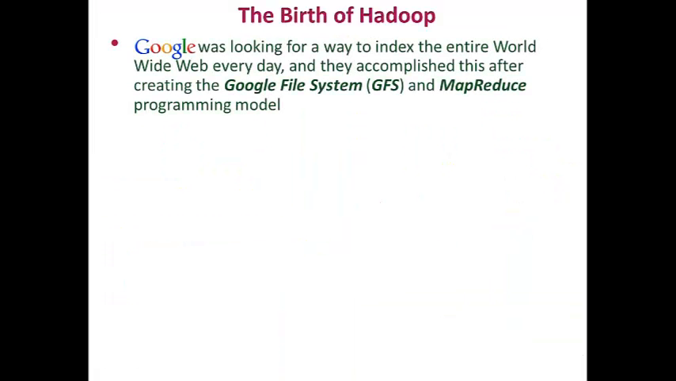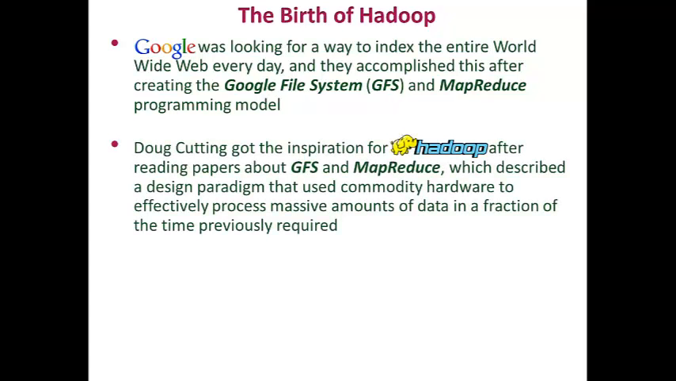So where did Hadoop come from? Google was looking for a way to index the entire World Wide Web every day, and they accomplished this after creating the Google file system and the MapReduce programming model. A software engineer named Doug Cutting, who had previously worked at Excite, Apple, and Xerox, got the inspiration for Hadoop after reading papers about the Google file system and MapReduce, which described a design paradigm that used commodity hardware to effectively process massive amounts of data in a fraction of the time previously required.